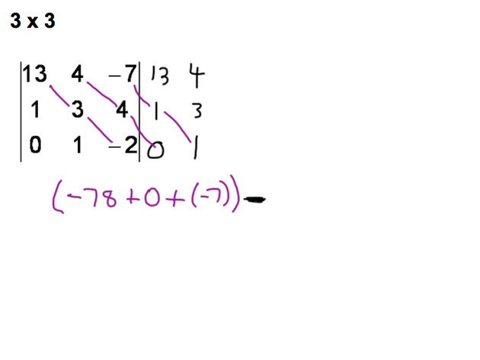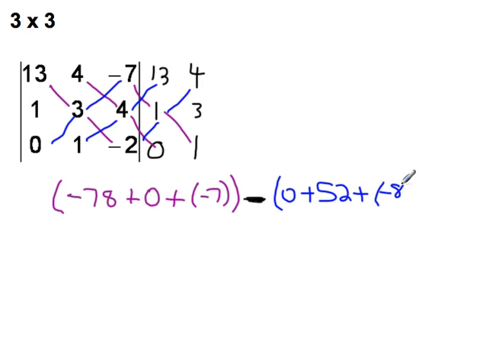Now we're going to do the diagonals going the other direction. And again, we're going to put them together. So we start in the bottom left-hand corner, going up. 0 times 3 times negative 7 is 0. Plus, next diagonal, 1 times 4 times 13 is 52. Plus, the last diagonal, negative 2 times 1 times 4 is negative 8. So I put all those diagonals in that direction together, again, by adding them. Always a minus in the middle, however.